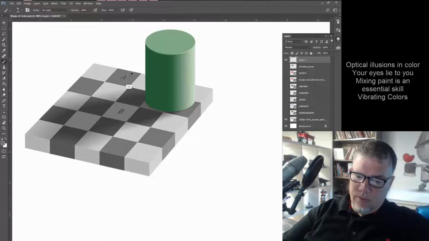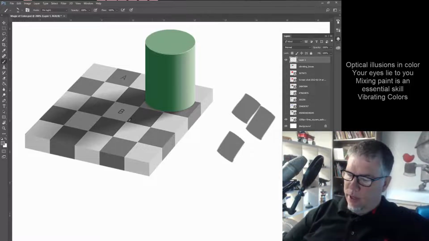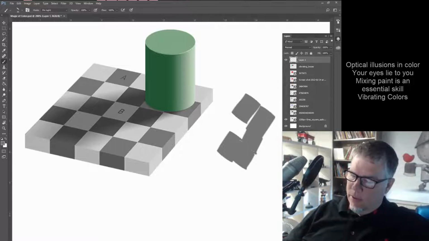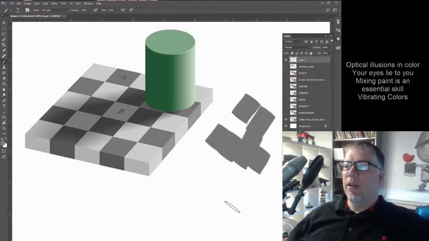So let's just, to prove that, we'll select there, and they're the exact same. No matter how many times I do that, it's not going to be lighter than A. I could do this all day, and I'm going to get the same color. That's because your eyes are lying to you. Whether you knew it or not, your eyes are really good at lying.